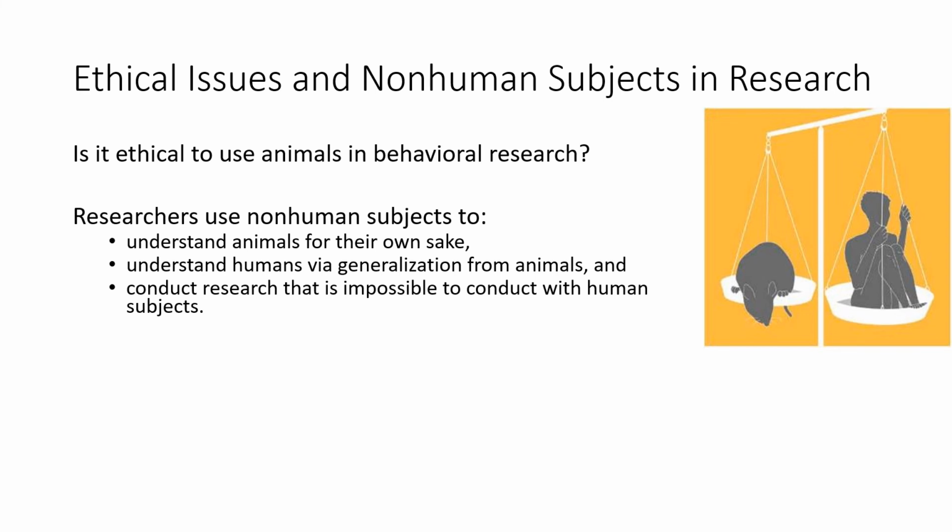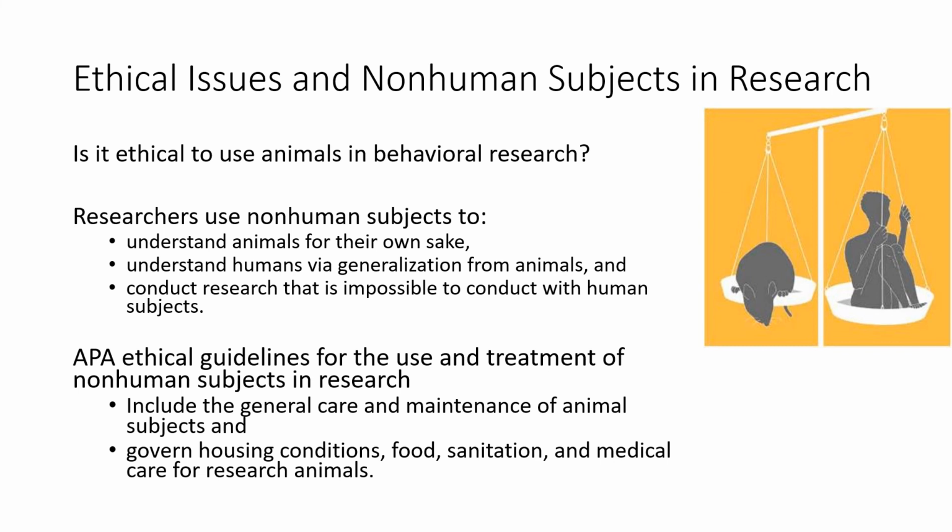I've used an example in the past about how you can't intentionally impregnate women to see if pregnancy affects something in your study. However, with animals, you can intentionally impregnate individuals to see if that pregnancy affects how they respond in that study. But there are ethical guidelines for use and treatment of non-human subjects in research. It includes general care and maintenance of animal subjects and governs housing conditions, food, sanitation, and medical care for research animals.